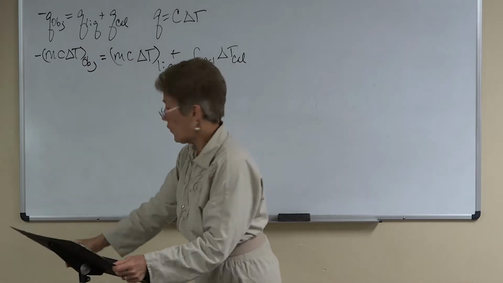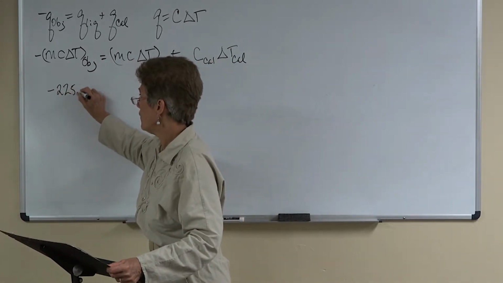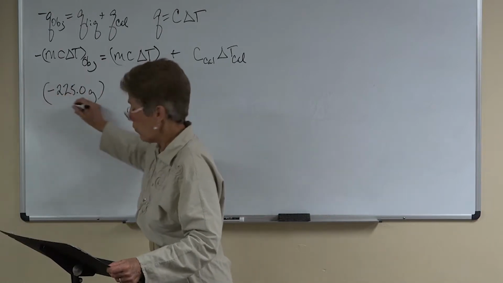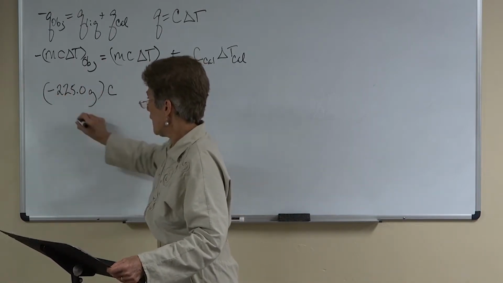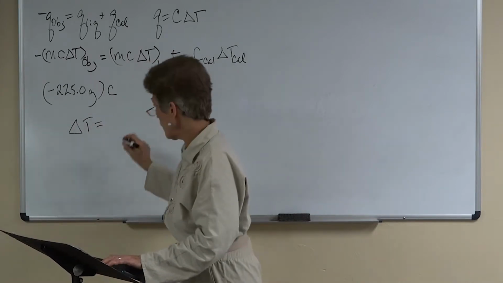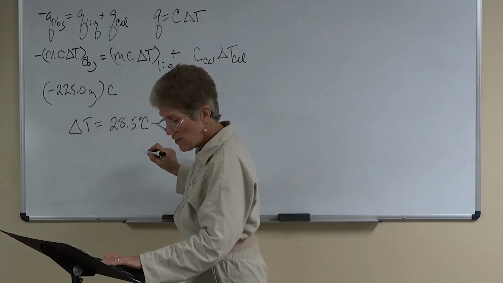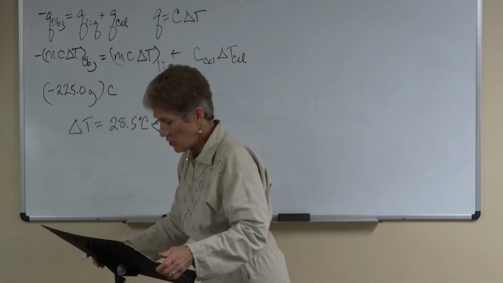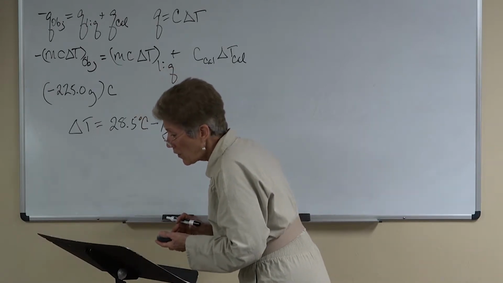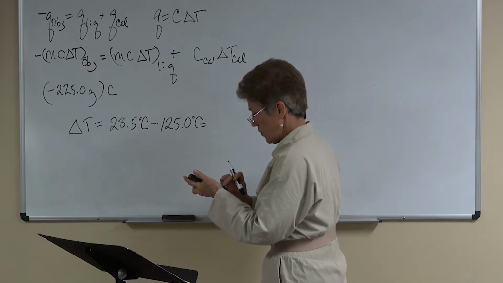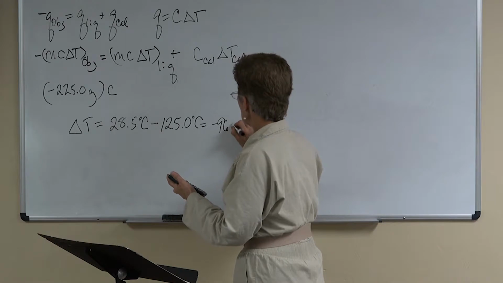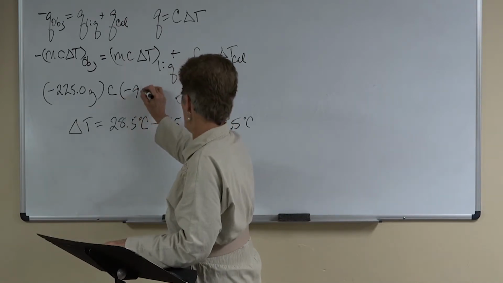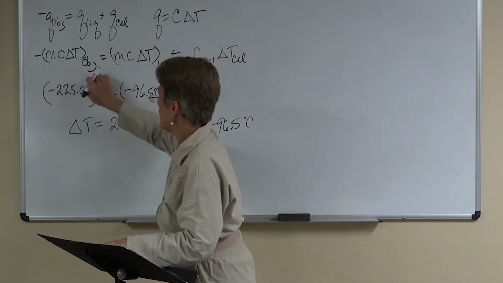Okay, so let's start plugging in. So we have negative 250 grams of a metal. We're trying to find the specific heat of the metal. Its change in temperature on the metal, the final temperature is 28.5 degrees Celsius minus the initial temperature, which is 125.0 degrees Celsius, equals negative 96.5 degrees Celsius. So I'm going to put in here negative 96.5 degrees Celsius. Okay, we've just done that.